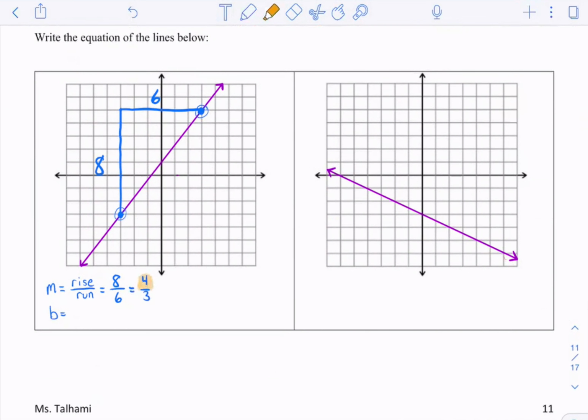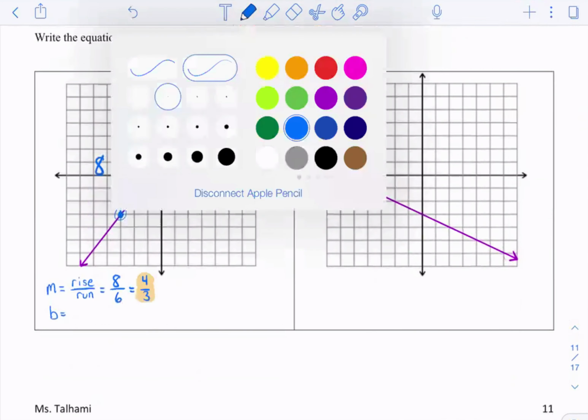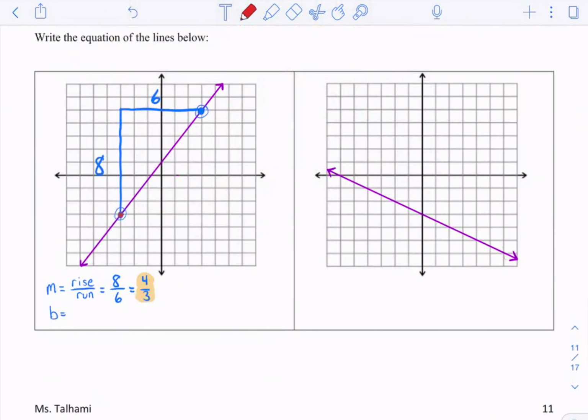I'm just curious, Mrs. Talhami, if we were to have risen 4 and run 3, would we have still landed on the line? Let's go back to that first point that you picked, and let's try to rise 4: 1, 2, 3, 4, and run 3: 1, 2, 3. Aha, look at that. We still would be on the line, showing you that 8 over 6 and 4 over 3 are the same slopes for this line. Great.